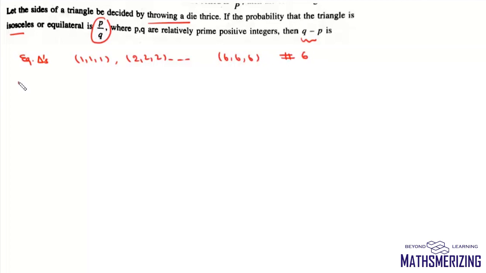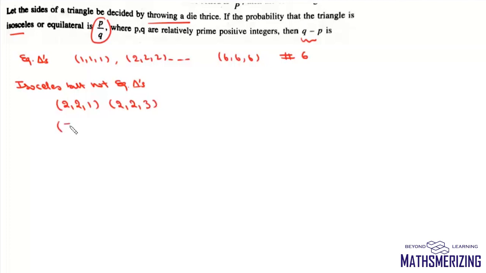Now, next we'll consider triangles which are isosceles but not equilateral. Now, with 1 we can only have 1, 1, 1. 1, 1, 2 will be a straight line. So the first isosceles triangle we'll get is with 2. So it'll be this 2, 2, 1. Then 2, 2, 2 will be an equilateral triangle. Then we'll have 2, 2, 3. Now 2, 2, 4 will be a straight line.